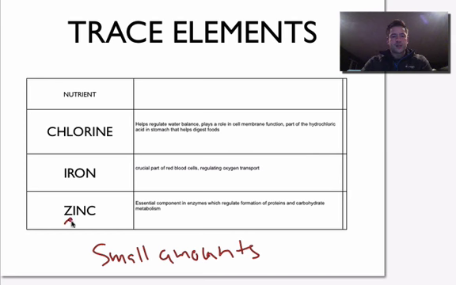Then we see zinc right here, which is another trace element, a small amount, less than 100 milligrams per day, and an essential component in enzymes, which regulate formation of proteins and carbohydrate metabolism. So basically what that's saying is that it has a hugely important role in enzymes, which are catalysts that can speed up chemical reactions and break things down, and also form the proteins which help us to build and repair our muscles. And also carbohydrate metabolism, which is the breaking down of carbohydrates and burning them and using them as a useful form of energy.